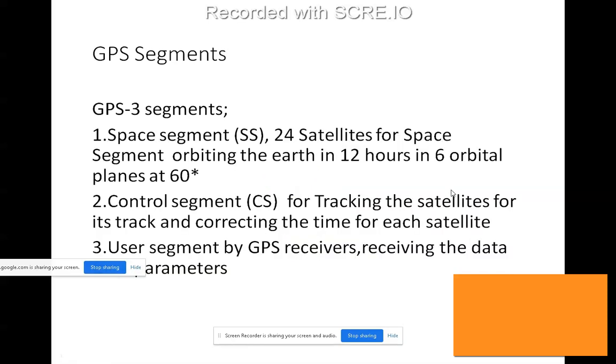So GPS has three segments, that is space segment, control segment, user segment. The space segment holds 24 satellites, which will be orbiting the Earth in 12 hours in 6 orbital planes at 60 degrees. So this symbol is for degree.